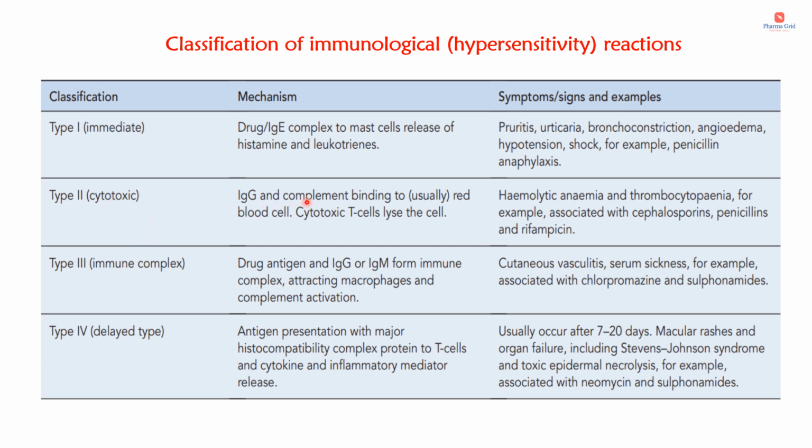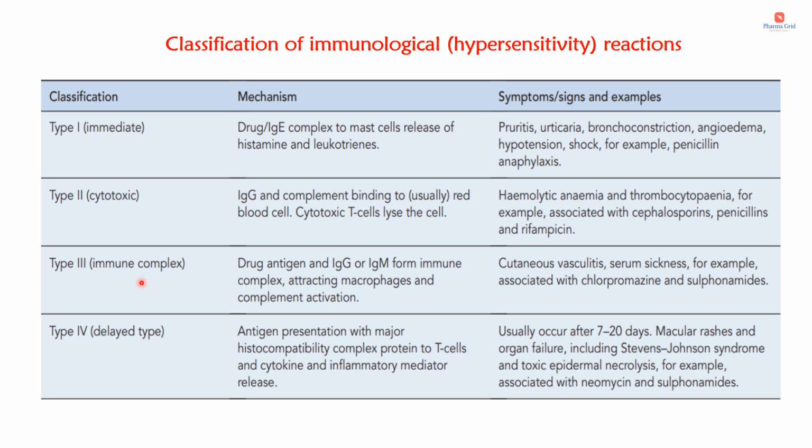Type 2, also known as cytotoxic. Mechanism is IgG and complement binding to the red blood cell. Cytotoxic T cells lyse the cell. Then signs and symptoms include hemolytic anemia and thrombocytopenia. For example, associated with the cephalosporins, penicillins and rifampicin.